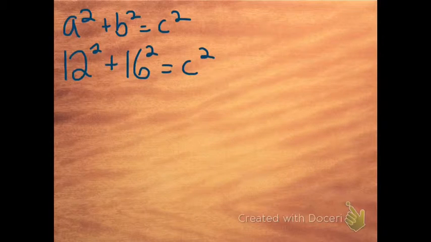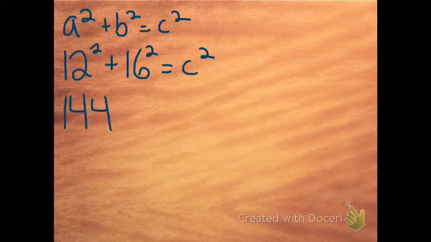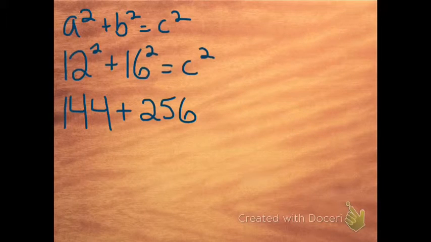So, what is the answer of 12 squared? You don't know? Well, it's basic. What is 12 times 12? Well, 12 times 12 is 144. But what is 16 squared? It's 16 times 16, which means that it's 256. So the new equation becomes 144 plus 256 equals c squared.